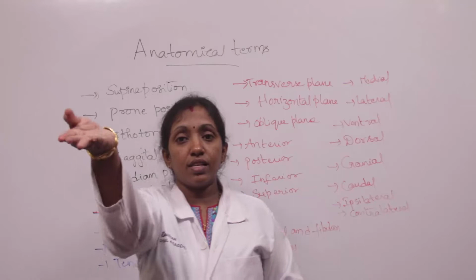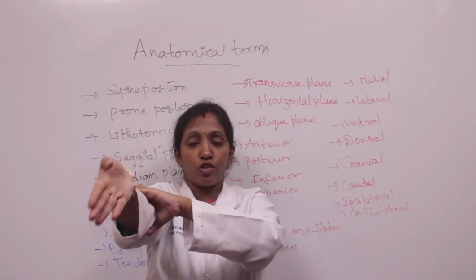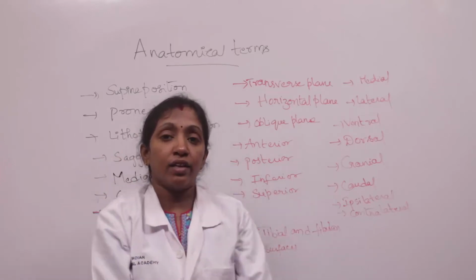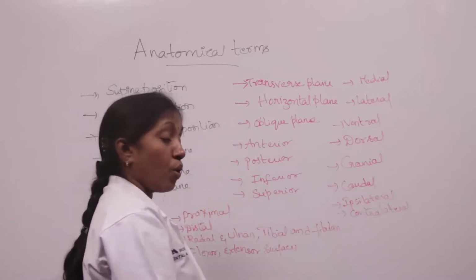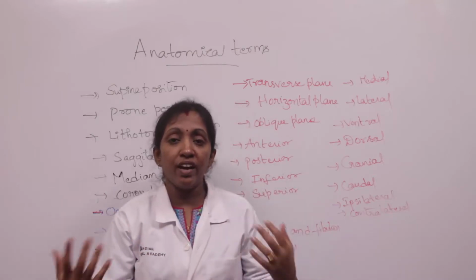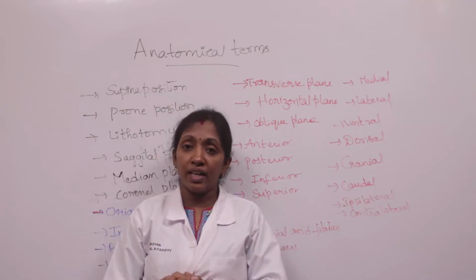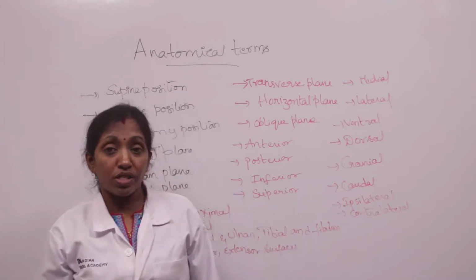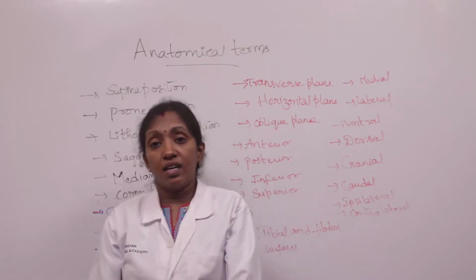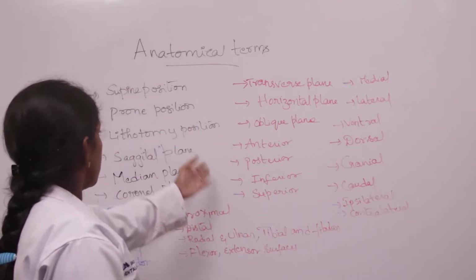And this is pronation, and this is supination. Pronation, supination. These are the various anatomical terms we will discuss. We will come across these anatomical terms while we are studying the various parts of the body. And one more thing is proximal and distal. Proximal means towards the trunk, and away from the trunk is distal. So these are the various anatomical terms.